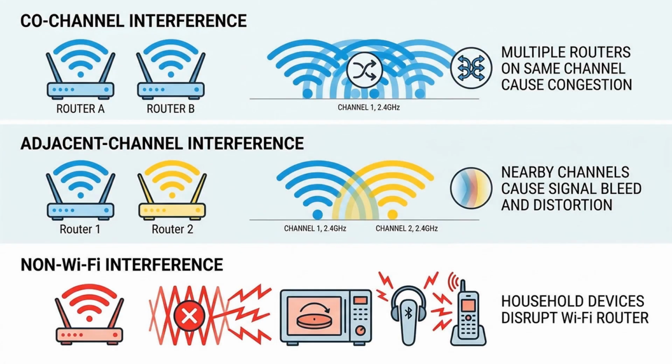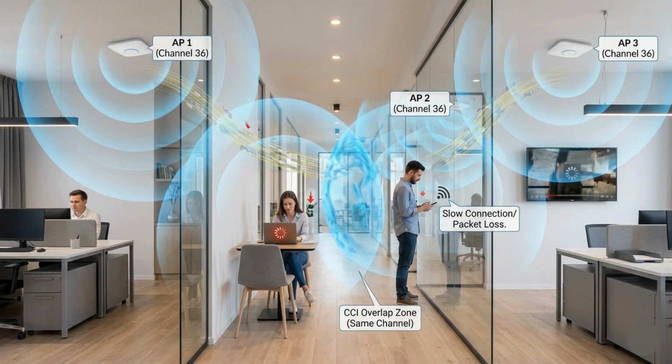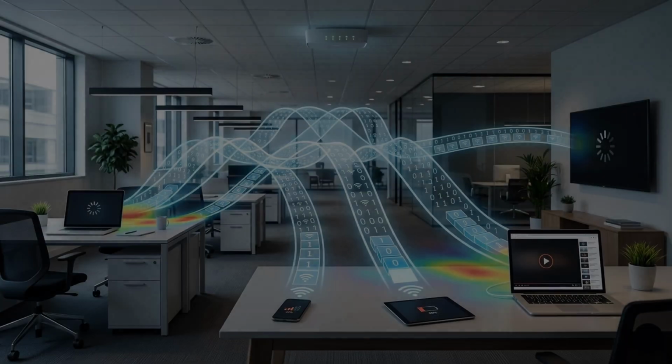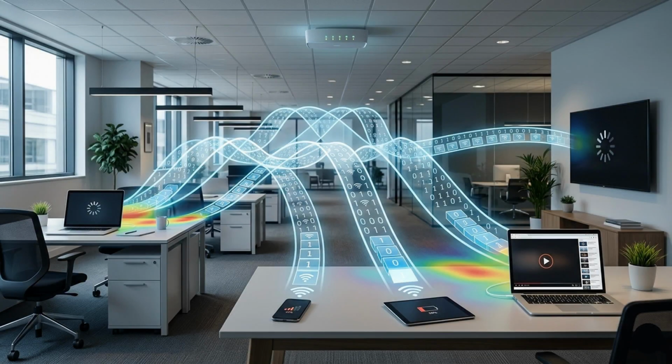Types of Wi-Fi interference. There are three main types of Wi-Fi interference: co-channel interference, CCI, adjacent channel interference, ACI, and non-Wi-Fi interference. What is co-channel interference? Co-channel interference, CCI, is a common wireless networking issue that occurs when multiple devices or access points transmit on the same frequency channel in the same geographical area. Although commonly referred to as interference, CCI is more accurately described as congestion because Wi-Fi devices are designed to share the wireless medium rather than completely block one another's transmissions.